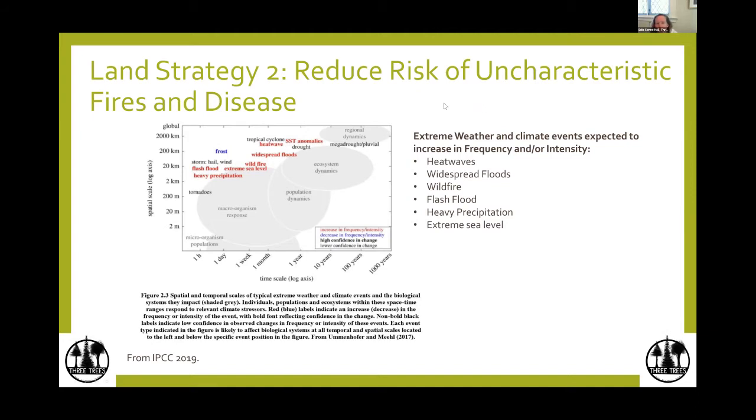Second strategy: reduce the risk of uncharacteristic fires and diseases. The IPCC, the large international scientific body, predicts that climate change is going to result in an increase in extreme weather and climate events, and we have experienced these. The ones in bold are predicted to increase: heat waves, floods, wildfires, heavy precipitation, etc.